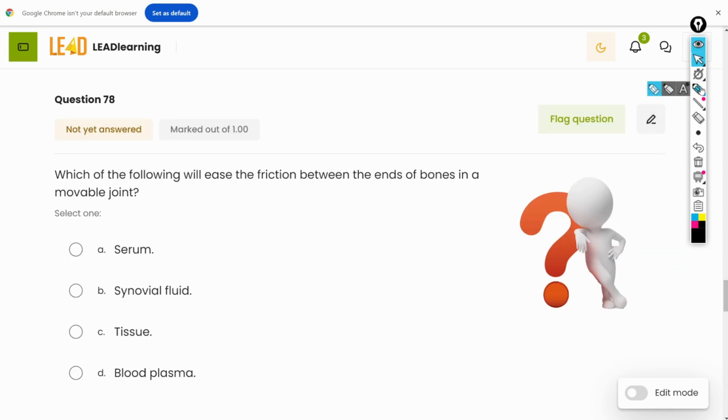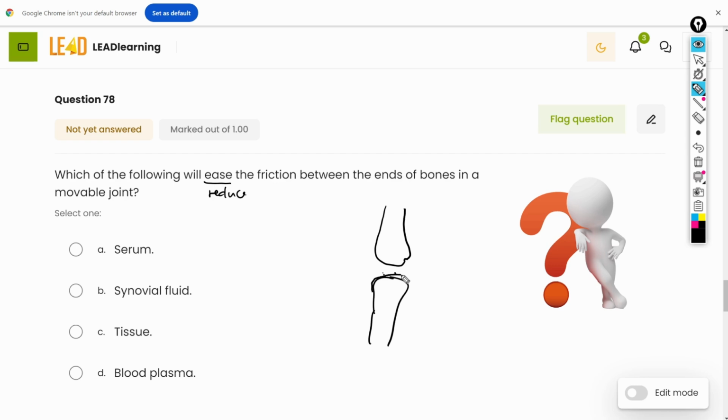Question 78. Which of the following will ease the friction? Ease here means will reduce the friction between the ends of bones. So if I have a bone here and I have another bone here, structure of a joint, there's a tendency that these bones can easily rub against each other.